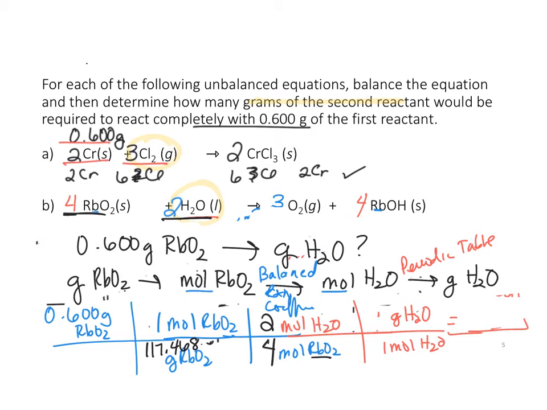And then for water, we have 16 plus 1.08 plus 1.08 plus 16 is 18.016 grams. So now we do 0.6 divided by 117.468 times 2 divided by 4 times 18.016. And I got 0.0460 grams of water reacts with 0.6 grams of rubidium oxide.